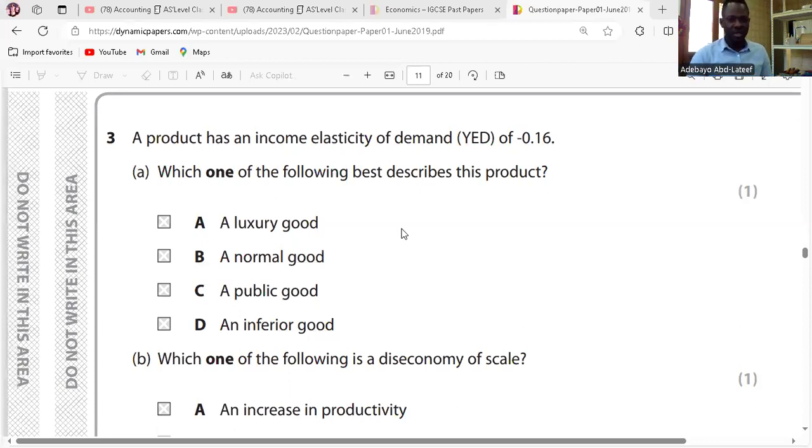We go to question 3. A product has an income elasticity of demand of 0.16. Which one of the following best describes this product? When we talk about income elasticity of demand, it's the degree of responsiveness of the quantity demanded of the product as a result of a change in the level of income. So if it is negative, it brings about an inferior good. That's the point there. A negative YED brings about an inferior good. So the answer is D. Clear? Sure.